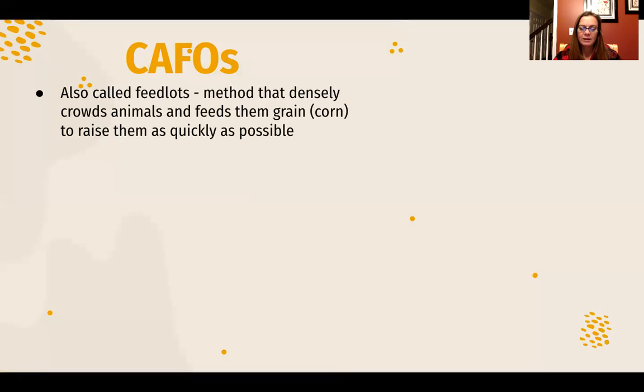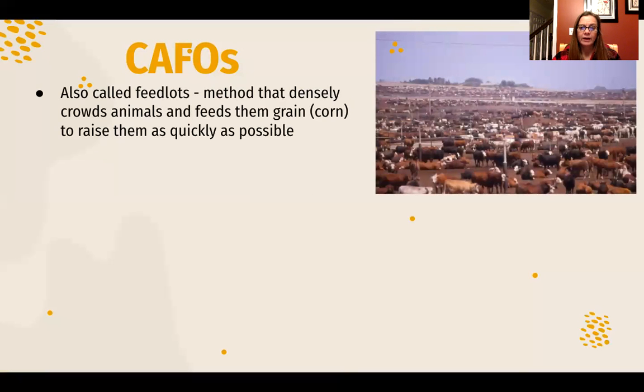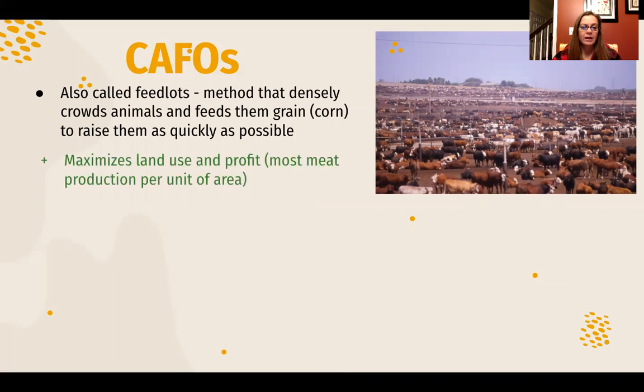This is what we typically think of when we think of meat production. These are feedlots. In a feedlot, the animals are crowded very densely. They are generally fed grain, most of the time corn. The goal is to raise animals to maturity or slaughtering age as quickly as possible. Here's an example, a picture of a cattle feedlot. Also, poultry houses are considered CAFOs.